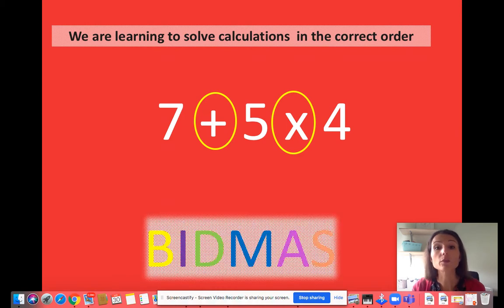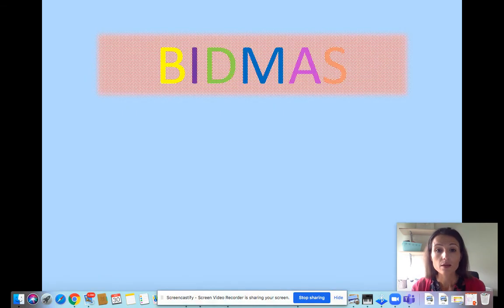We're going to look at a term called BIDMAS to solve calculations like these. Now don't worry if you've never heard of BIDMAS, I'm going to explain what it is and how to use it. So what is BIDMAS? BIDMAS is not a word with meaning, it's an acronym used to remember which maths operations to do first. Each letter stands for a different mathematical operation.